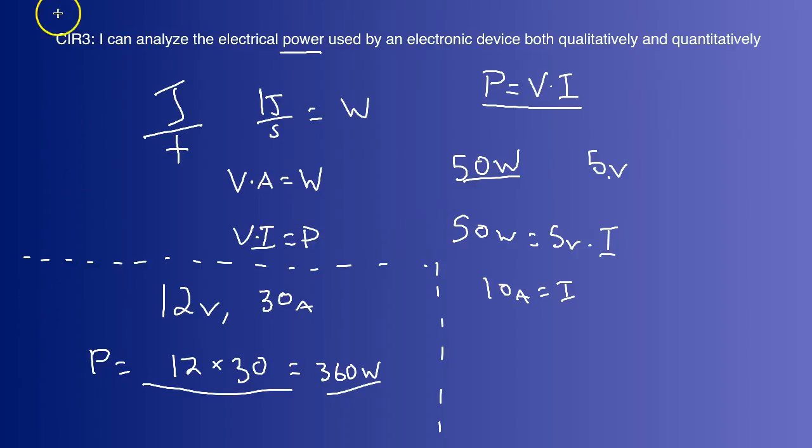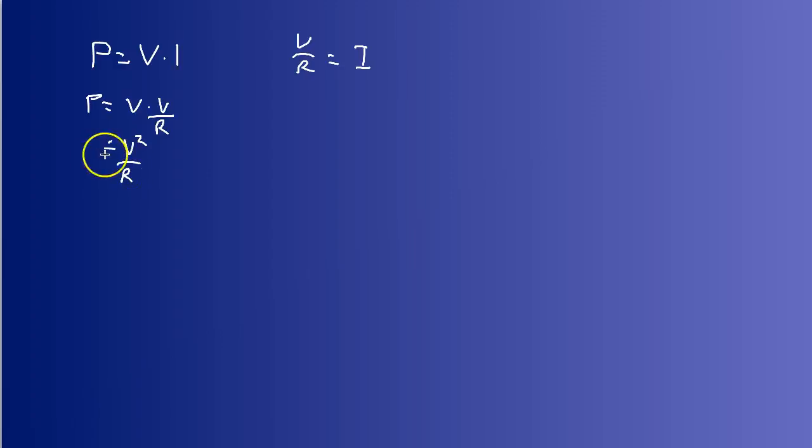If we go back to our power equation, P is equal to V times I, right? And we also know that with Ohm's law, V over R is equal to I. So if we put V over R in for I here, we get P is equal to V times V over R, or V squared over R.